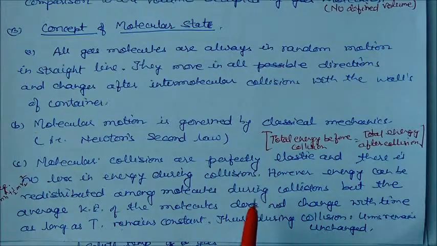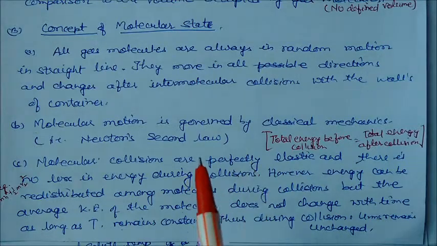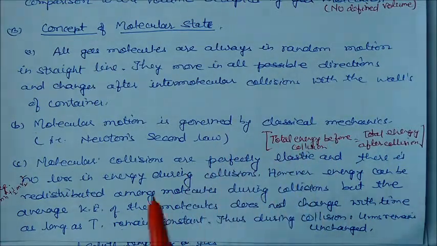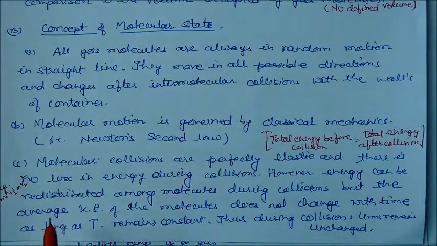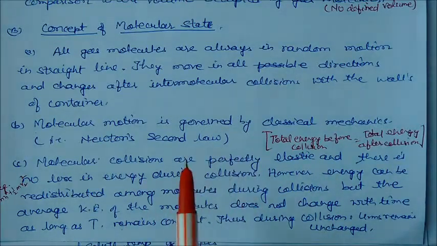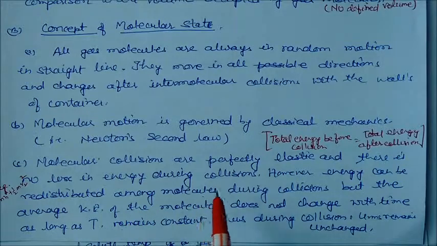There are so many molecules, so if they collide with each other, whatever energy is there is distributed among the molecules. Suppose x number of molecules are moving in the container; the energy of all these molecules is called the average kinetic energy of the molecules. That depends on the temperature. So if the temperature inside the container is constant, then the average kinetic energy of the molecules will also be constant.